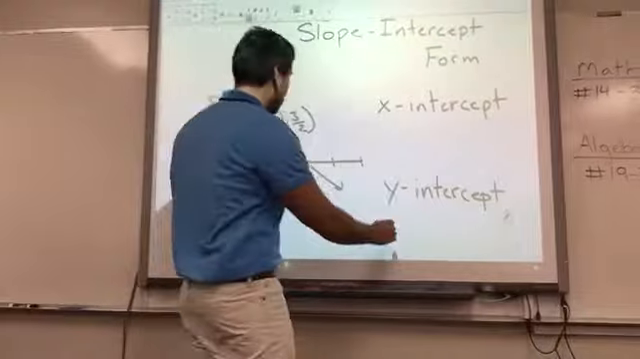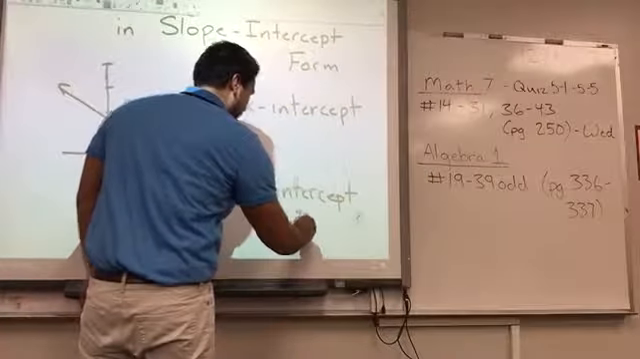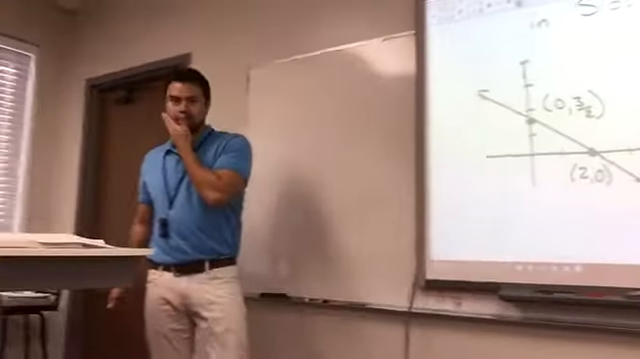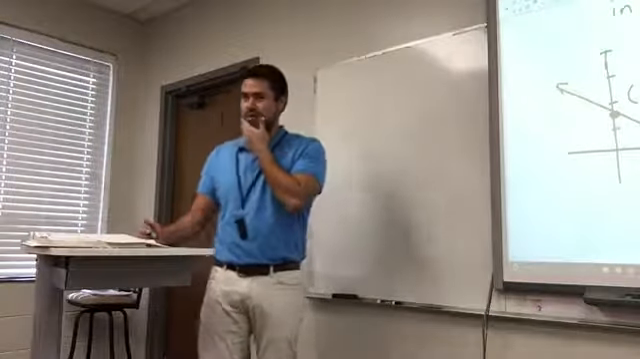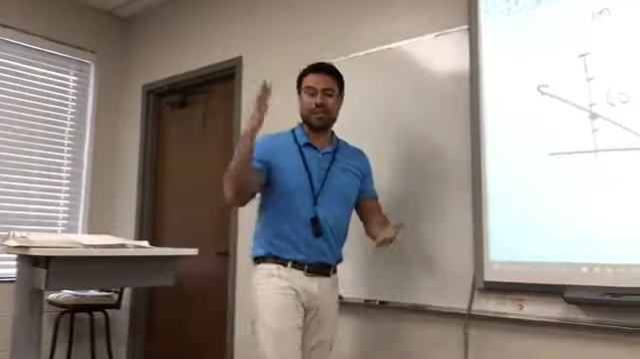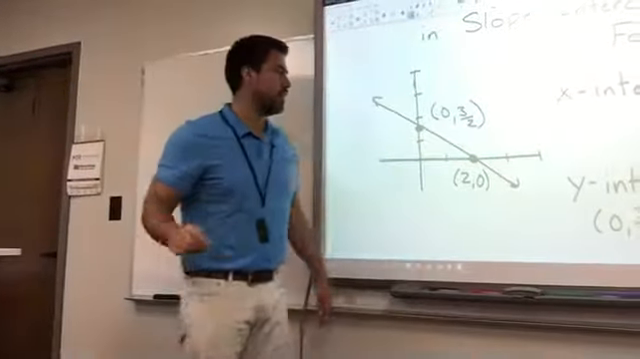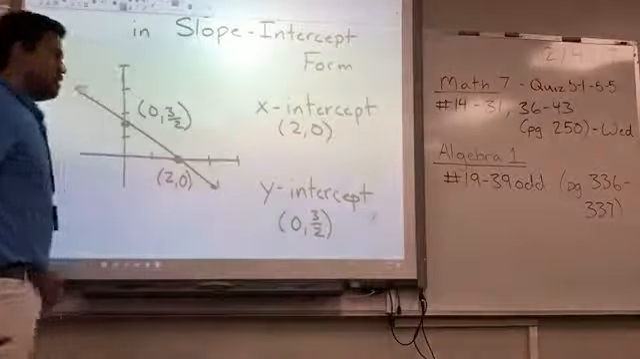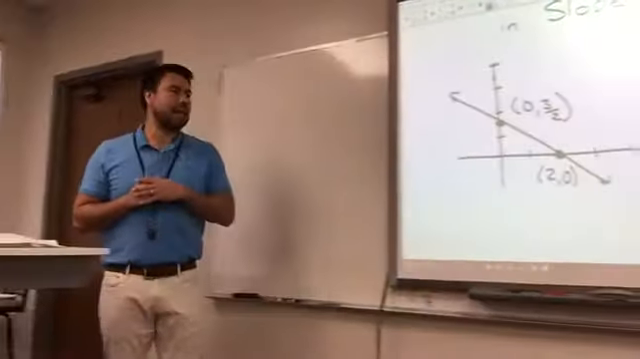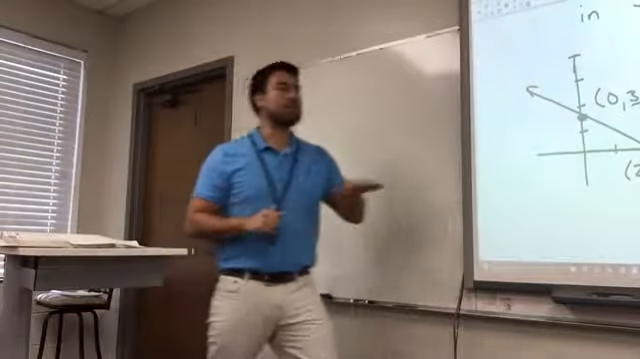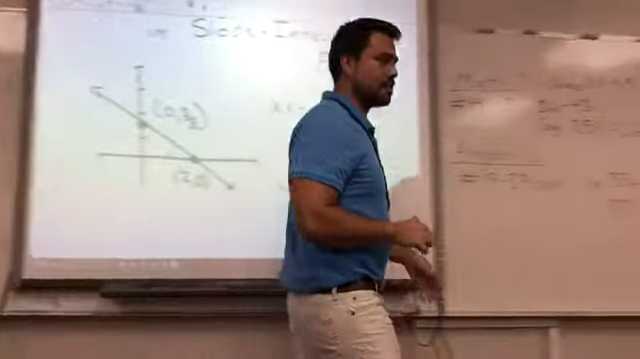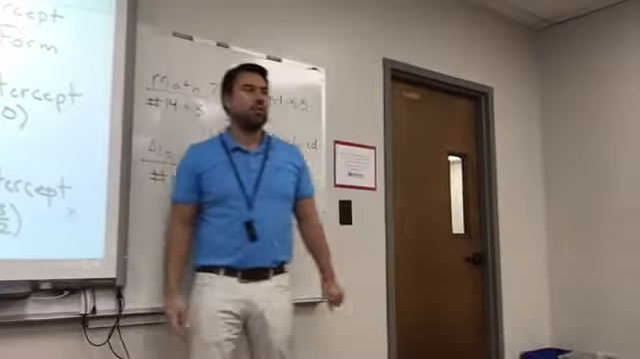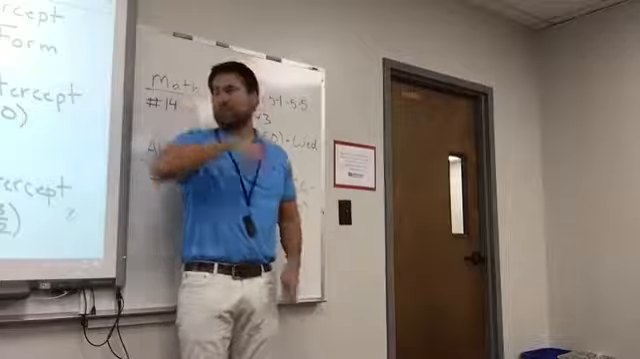So the y-intercept would be 0 and 3 halves. Okay, that's the y-intercept. Does anyone know what the x-intercept would be? Where does this line cross the x-axis? Nate? 2, 0. So I'm going to put that up here, 2, 0. What do you guys notice about the x and y-intercepts? There's something about their coordinates that I need to be able to at least see right now. You notice anything about their coordinates? One number is always going to be 0.